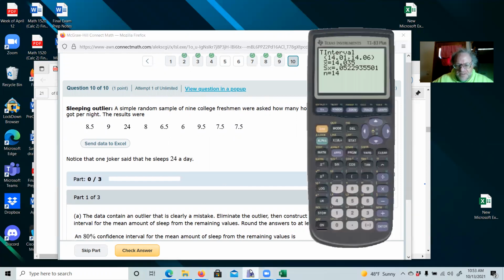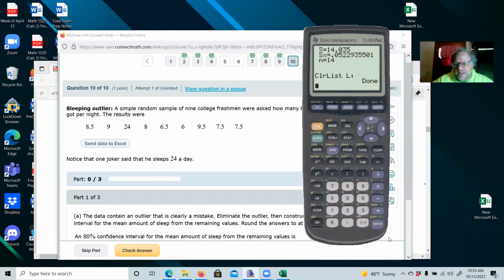Okay. So if we wanted to go through this, again, we're going to go to stat, then clear list, second function there, and then we can list these things in here. So what do we have? 8.5, 9, 20. Well, we're not going to put the 24 in. Then 8, 6.5, 6, 9.5, 7.5, 7.5. We have 8 remaining observations here, right? We had 9, we tossed 1 out, we have 8 left.